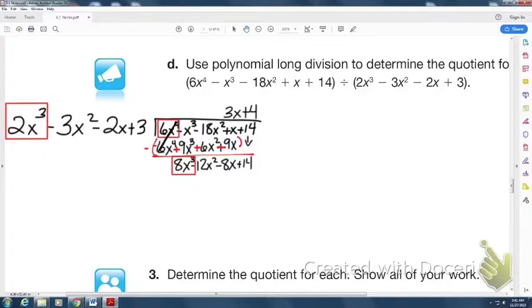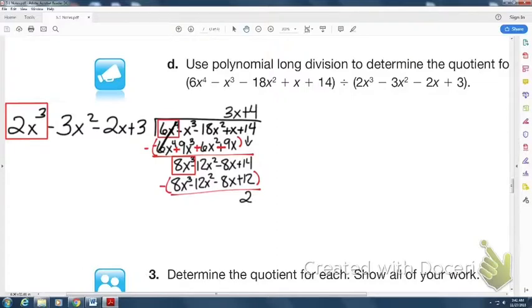And then I multiply that to the divisor. So I've got 8x cubed minus 12x squared minus 8x plus 12. Whenever I subtract here, is everything going to cancel? No. What am I going to end up with? 2 remainders.